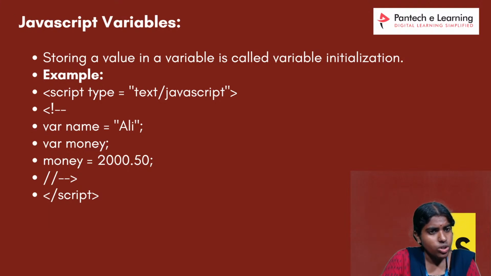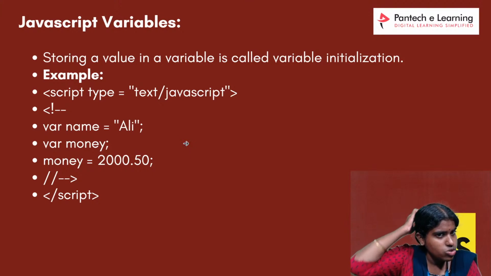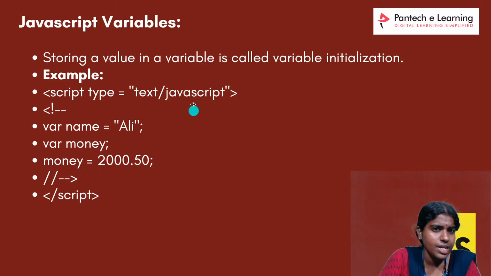So whenever I want to write any type of JavaScript coding, I should have this script tag. And inside the script tag, the type attribute. So what is the use of the attribute? Within double quotes, I am mentioning here text/javascript. So whatever type of JavaScript coding I want to write, type equal to, within double quotes, I am saying here text/javascript.